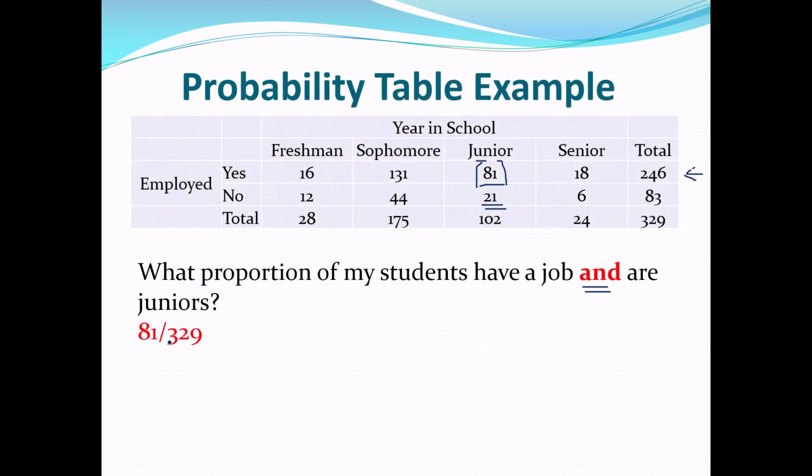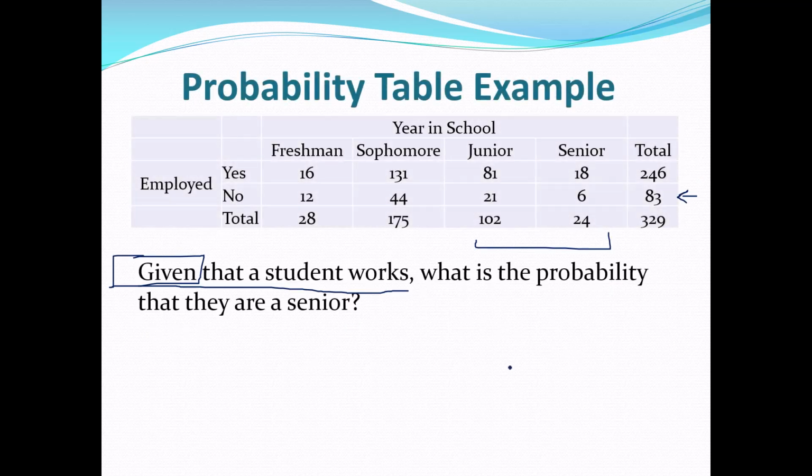What is the probability that they're a senior and they work? 18 out of 329. Given that the student works, what's the probability they're a senior? Now it's 18 out of 246. Different wording, different. There's a nuance there. You got to see it. And that's what I want you to be able to do.